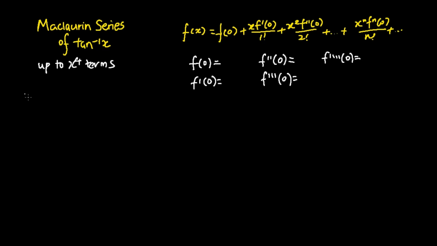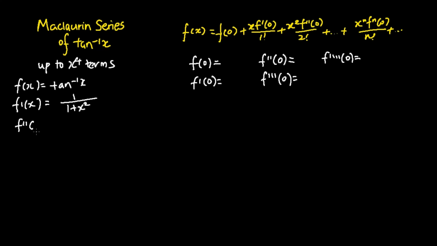We will start off solving the problem by letting my function of x be equal to tangent inverse x. Then we find my f prime x by differentiating tangent inverse x one time, and we get the following: 1 over 1 plus x squared.